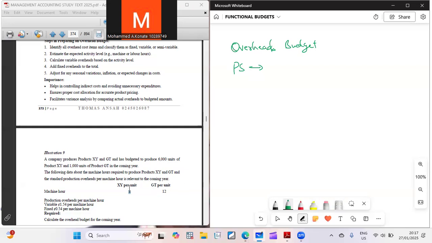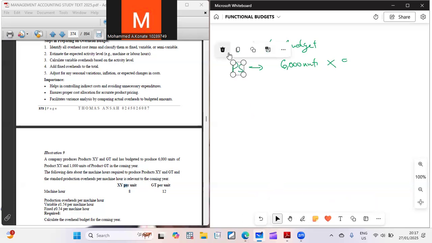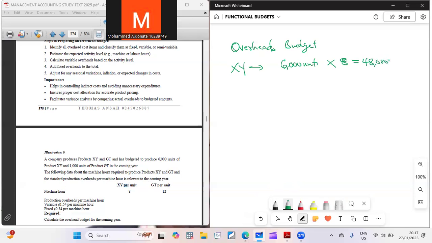according to the question, you need machine hours, 8 hours per unit. And we already know our production unit, so it will be 8,000 units multiplied by 8 for this one, XY. Sorry, I wrote PS, XY. So multiply by 8, and that will give you 48,000 machine hours. That is what you will need.